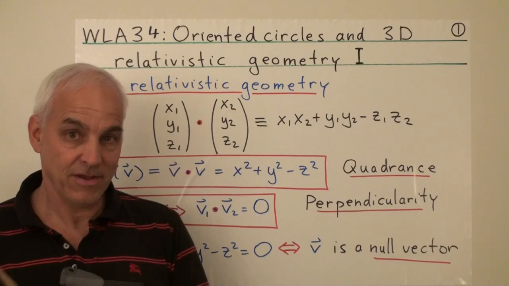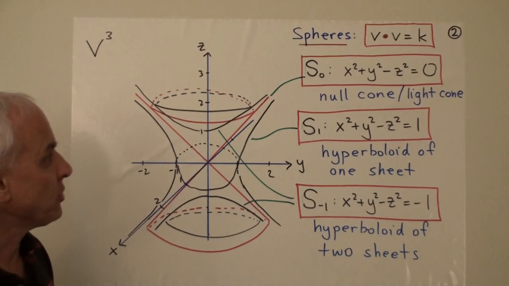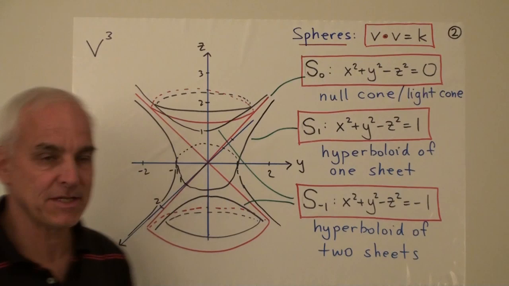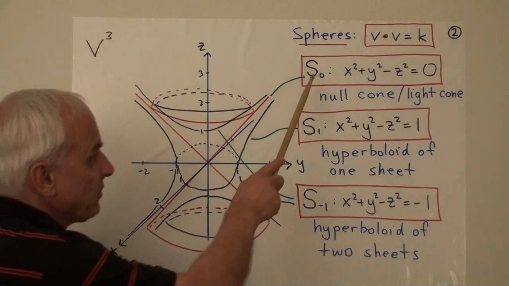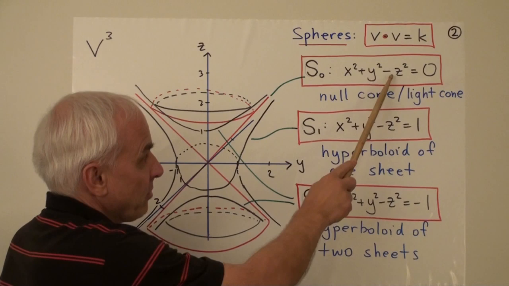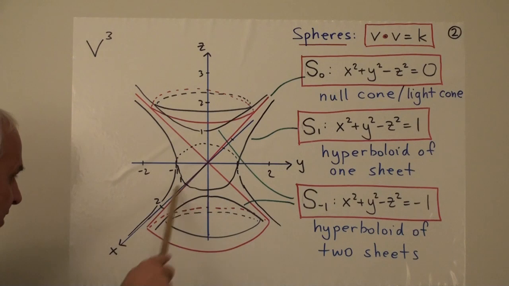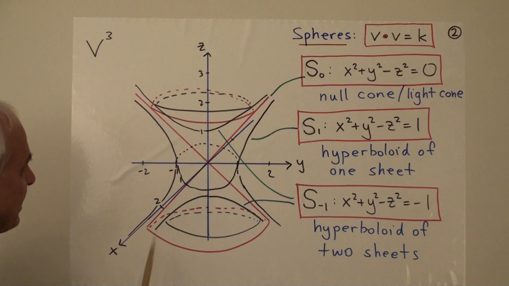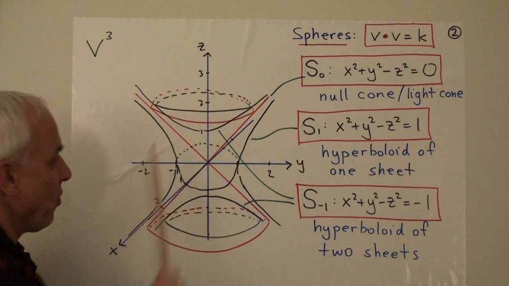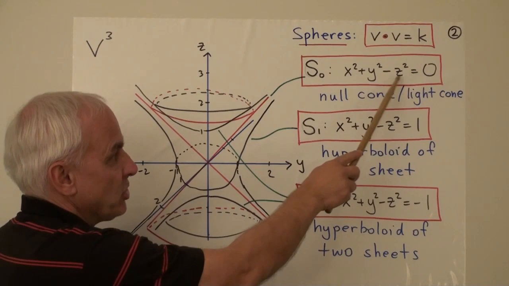Let's have a look at the spheres in this geometry. Those are given by equations v dot v equals k for some fixed k. And we'll have three standard spheres to look at. First of all, S0, the sphere when k equals 0: x squared plus y squared minus z squared equals 0 defines a cone in three-dimensional space. So here is our xyz three-dimensional space with x-axis in this direction, y-axis here, z-axis here. And in red, right there, you see this cone, and that's the cone that's defined by this equation, x squared plus y squared minus z squared.